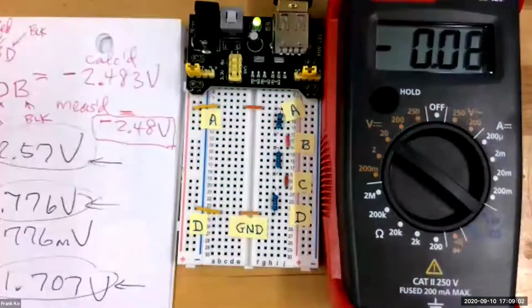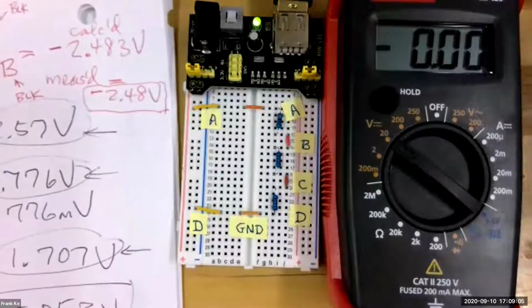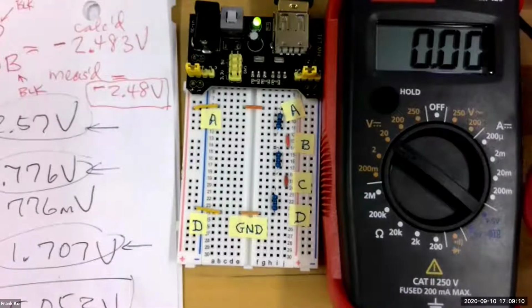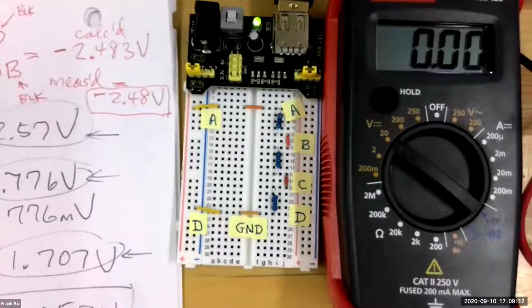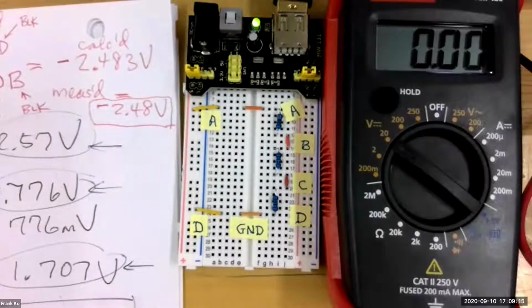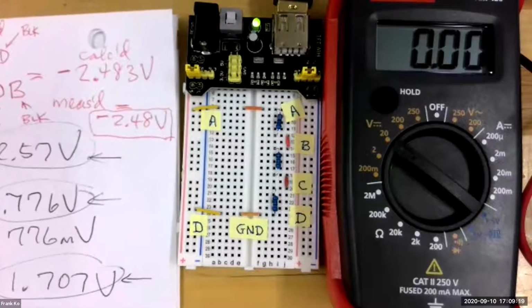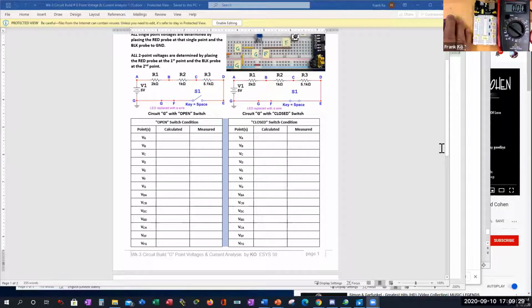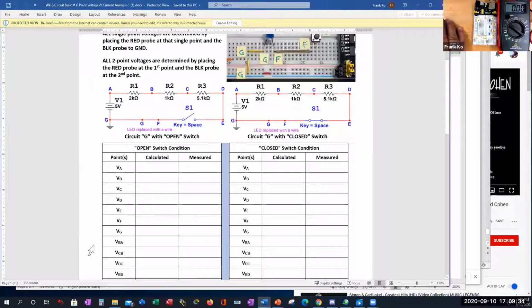So I wanted to review this with you because your task with this exercise, circuit G, is, let me go back to the share. Yeah, you're tasked with making measurements, making calculations first of voltages at 2 points. So for example, do I have a VBA?